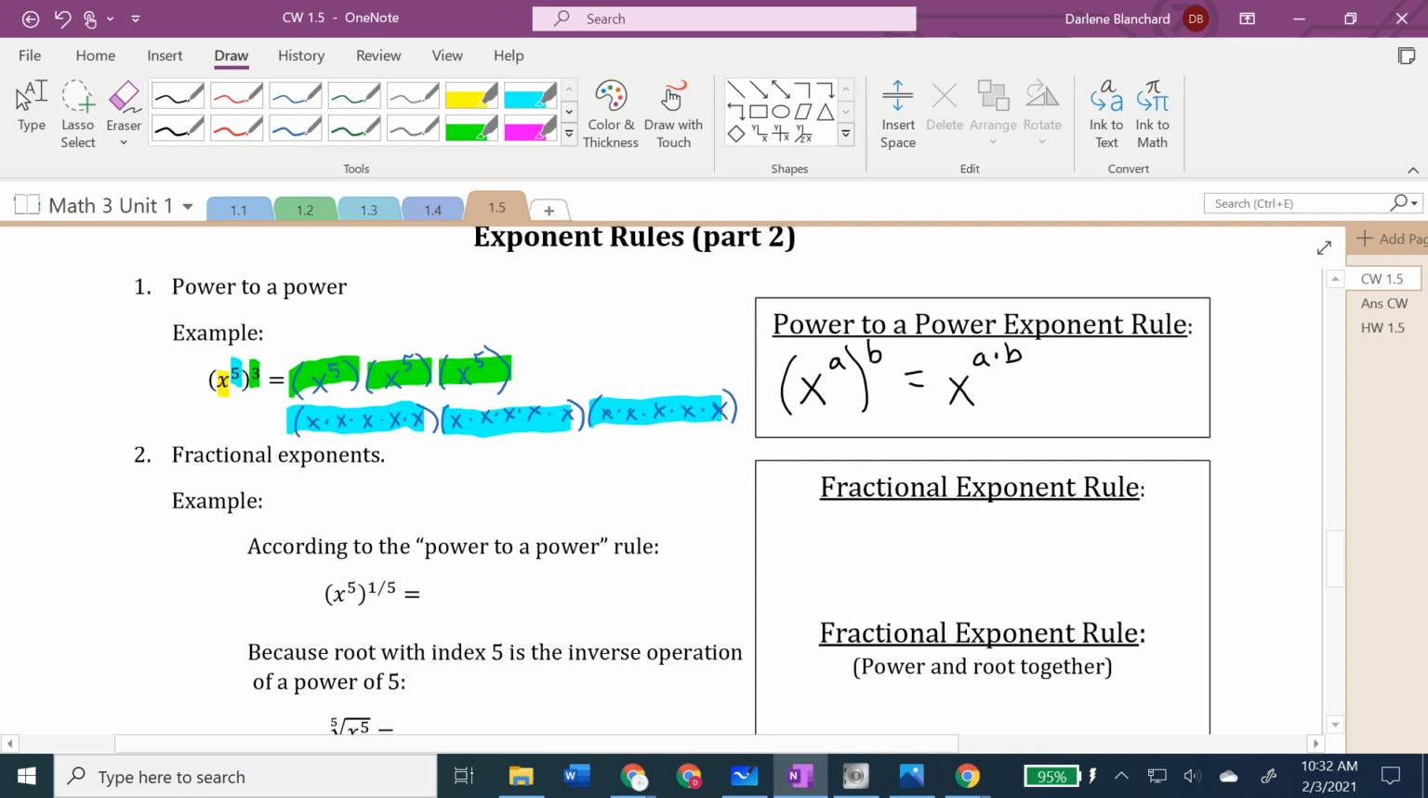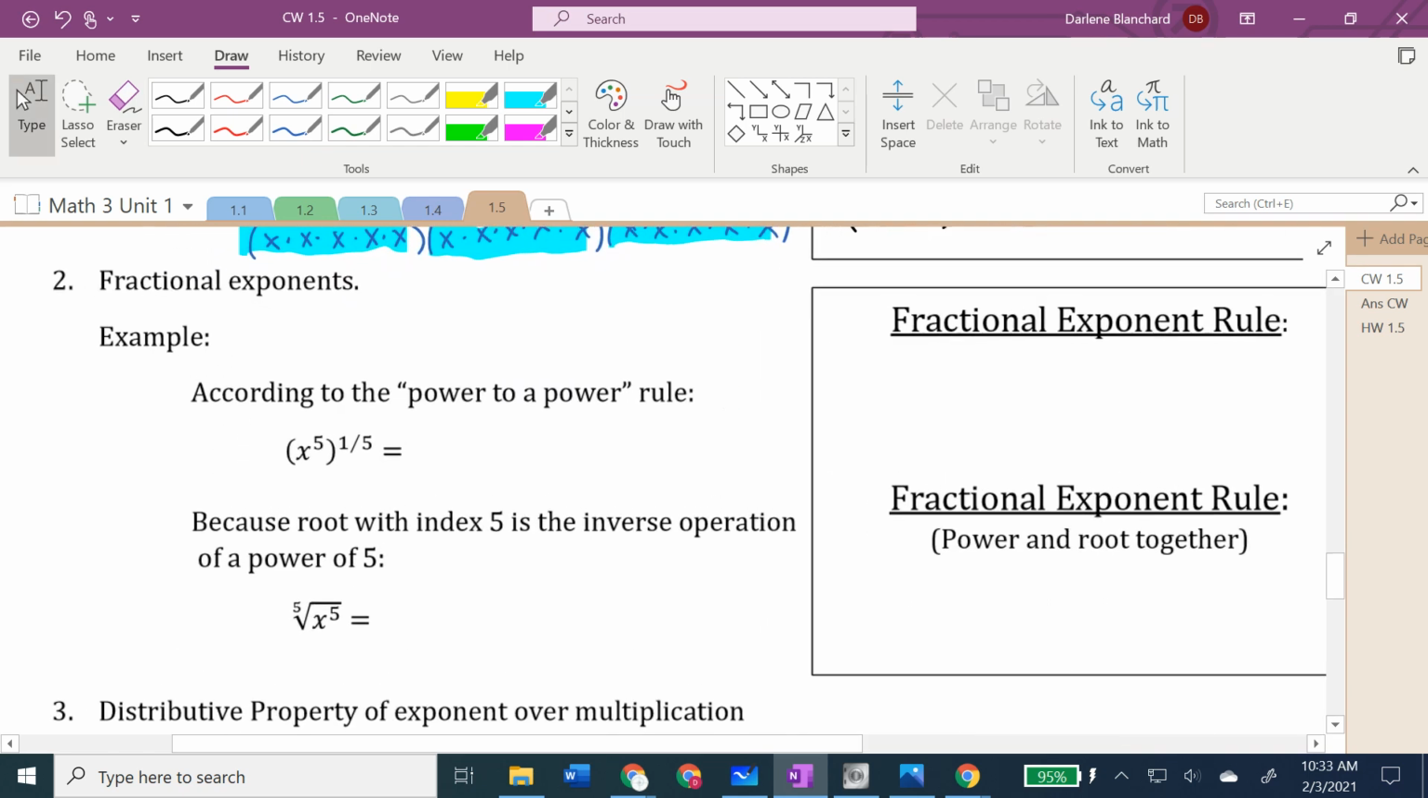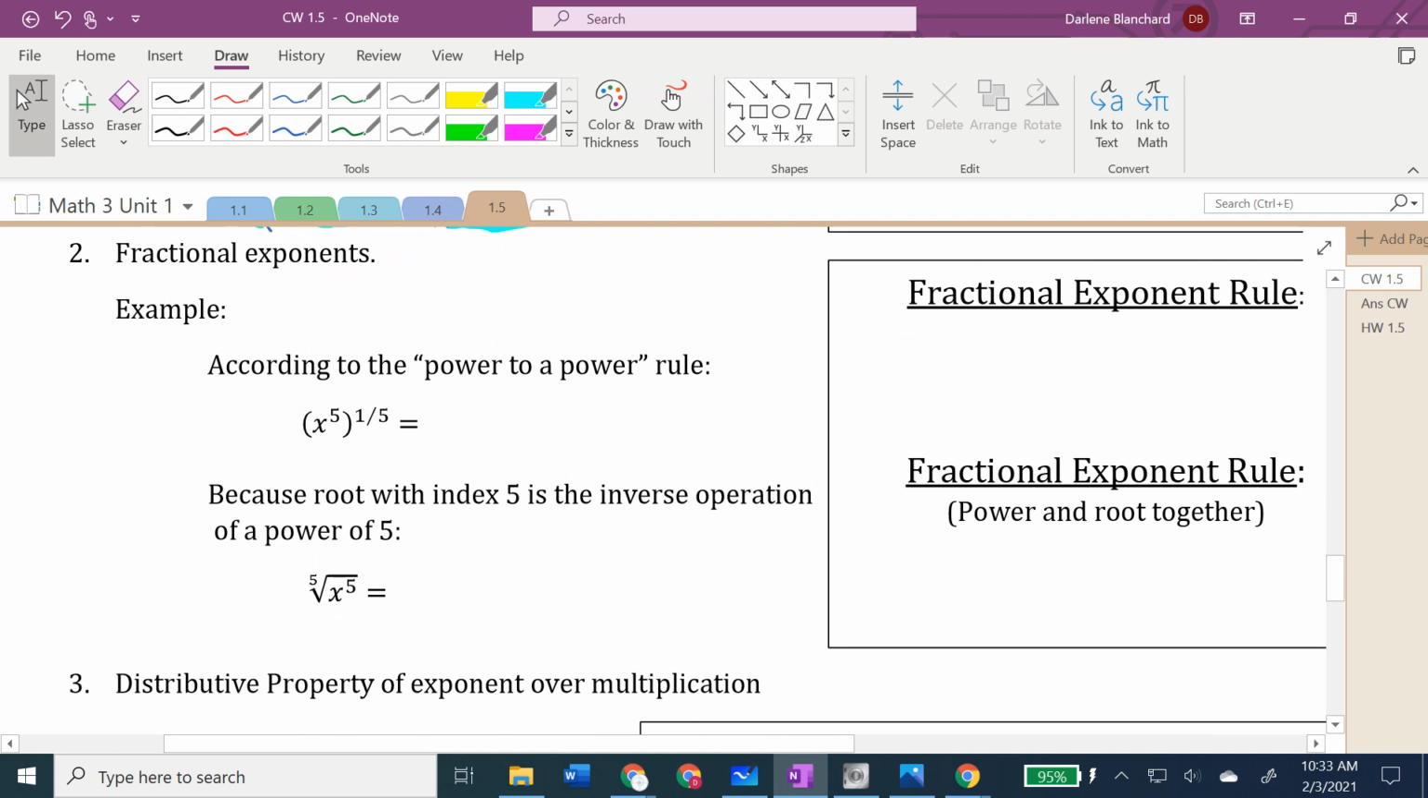All right, now, fractional exponents. We just learned a rule that said if I have x to the 5th power to the 1/5 power, that I multiply 5 and 1/5 together. What is 5 times 1/5?